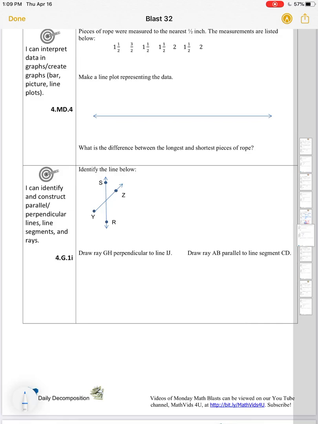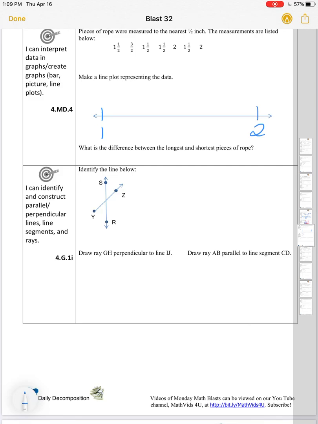Pieces of rope were measured to the nearest 1/2 inch. The measurements are listed below. I notice my measurements are between, let's see, the lowest one appears to be 1 1/2, because 3/2 is the same thing as 1 1/2, and it goes all the way up to 2. So I'm going to start at 1 and I'm going to end at 2.